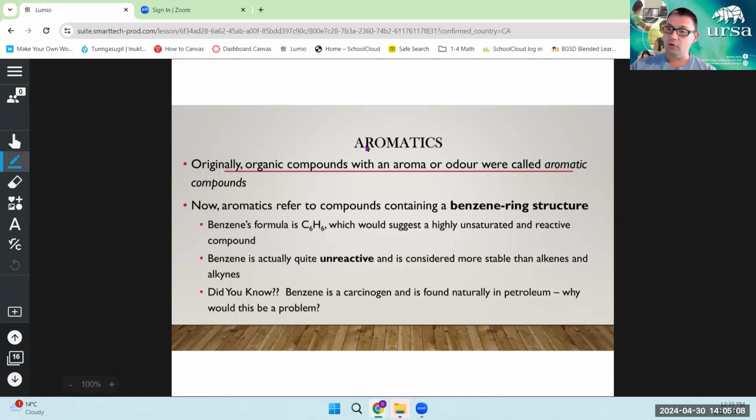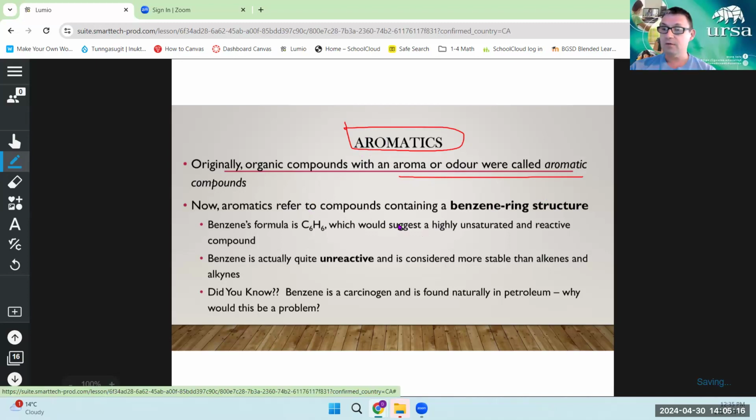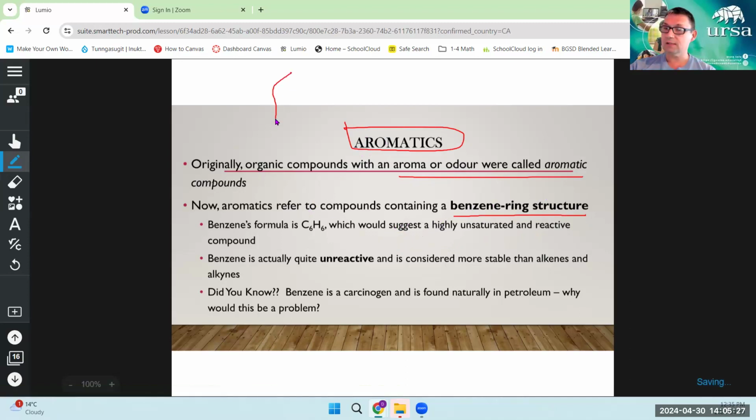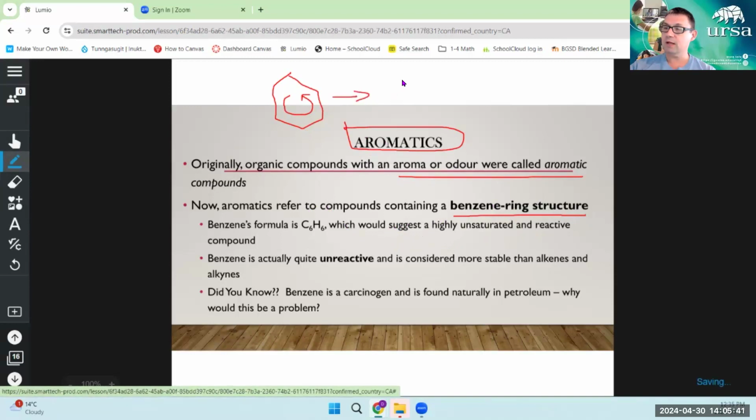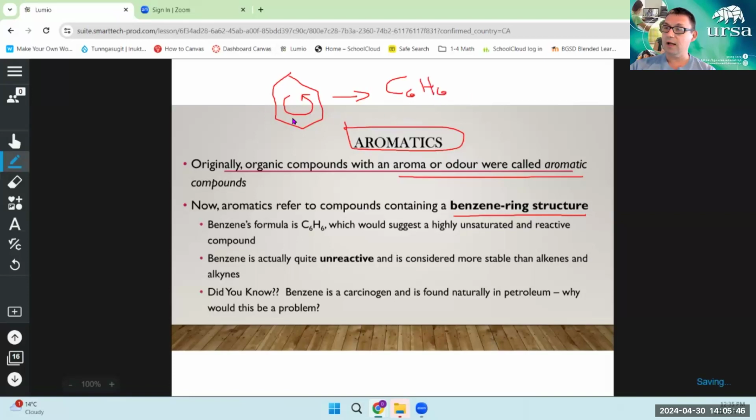This brings us to the next group, the aromatics, so called because they actually have strong smells. That's where they got the original name. They involve a unique structure known as a benzene ring. It is a 6-carbon ring structure that has a delocalized set of electrons shared between them all. The formula for this benzene ring is 6 carbons and 6 hydrogens, delocalized going around.